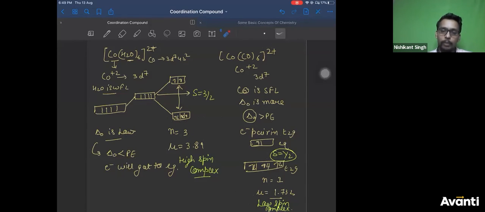Yes, that's what I am trying to explain, Kishore. So first 1, 2, 3, this is Pauli's rule. Fill all the orbitals singly first, then pairing starts. Right?